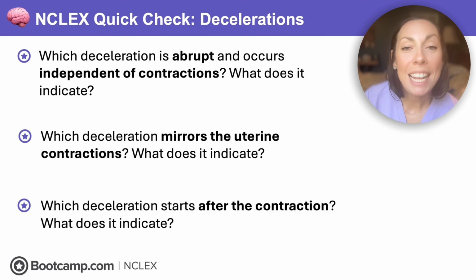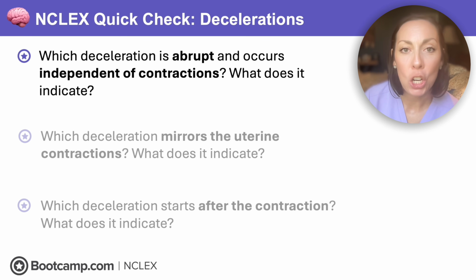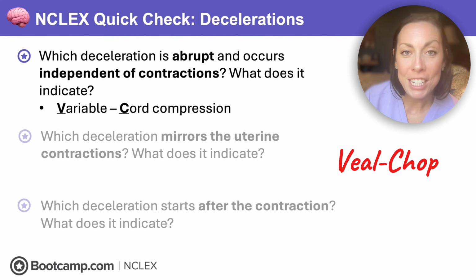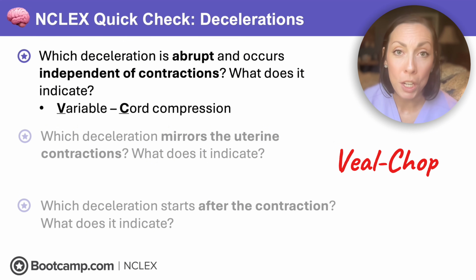All right, time for your next NCLEX quick check. So pause and answer. Which deceleration is abrupt and occurs independent of contractions? And what does it indicate? Well, remember, this is where we'll use our VEAL CHOP. So this is variable decelerations, and this means we have cord compression.